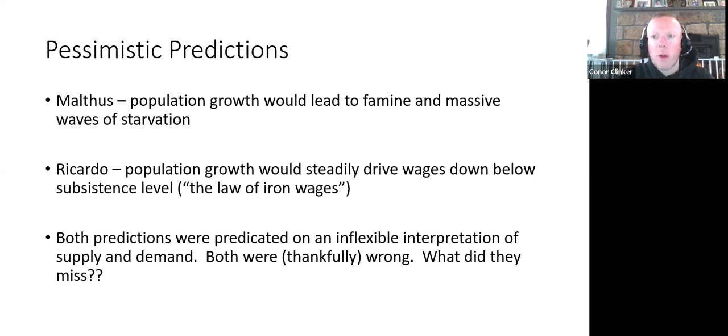Both of these predictions were wrong. And thankfully, because if these predictions were correct, most of us would have never been born, because 200 years ago everyone would have starved to death because there would have been too many people and not enough food or money. That was basically the prediction. But they were wrong. What did they miss?